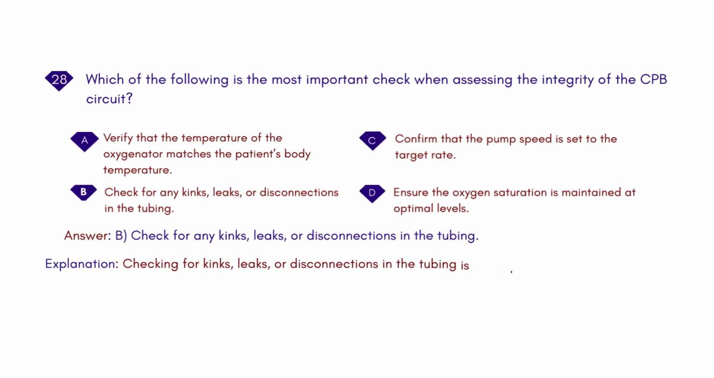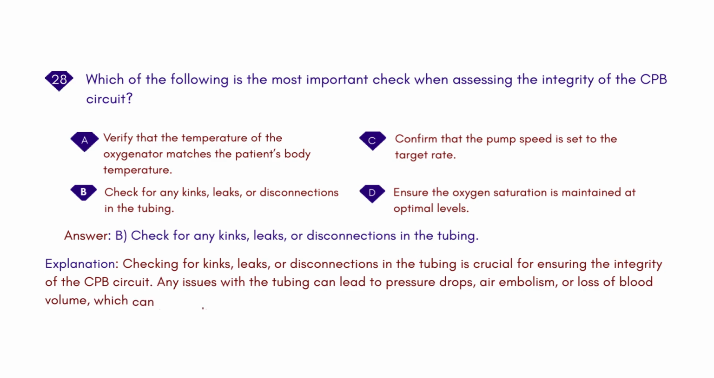Explanation: Checking for kinks, leaks, or disconnections in the tubing is crucial for ensuring the integrity of the CPB circuit. Any issues with the tubing can lead to pressure drops, air embolism, or loss of blood volume, which can jeopardize the patient's safety. Before connecting the CPB circuit to the patient, which of the following must be done?